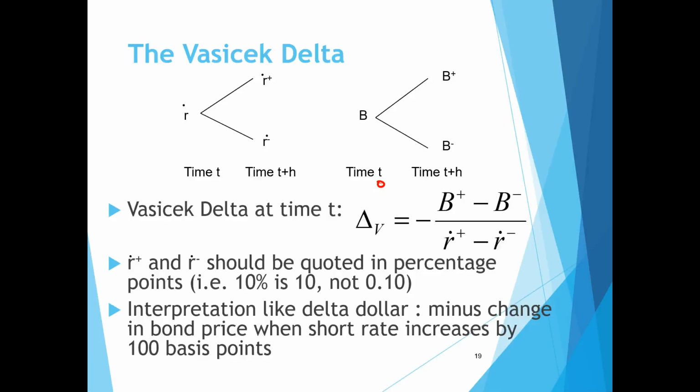An interesting feature is that this interest rate is the short rate. It's always going to be the short rate. And the Vasicek delta is going to be minus B plus minus B minus over R plus minus R minus. Interpretation is going to be identical to what we had before, which is that a minus change in the bond price when the short rate increases by 100 basis points is what's going to approximate the bond price change. Now, here you need to quote R's as 10 percentage points, so 10 and not 0.1.